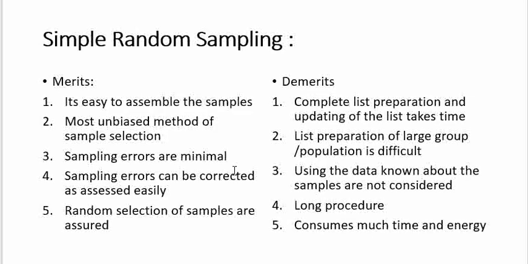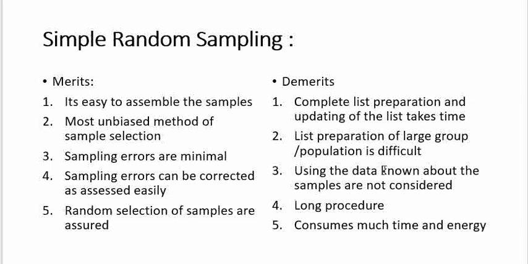Next is simple random sampling technique, merits and demerits. The merits of simple random sampling: it's easy to assemble the samples, it is an unbiased method, sampling errors are very less, and sampling errors can be corrected also, and random selection of the samples is very much assured. Demerits of simple random sampling is that the complete list needs to be prepared.